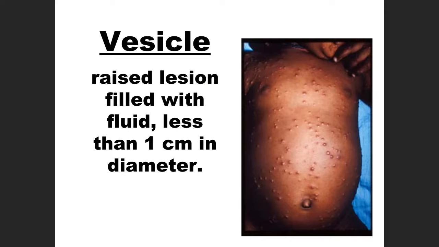A vesicle is a circular fluid-filled lesion, and they're fairly small, usually less than a centimeter in diameter. Vesicles can be seen with certain diseases like chickenpox, and especially the beginning stages of smallpox, which we don't see anymore, but it can happen. But they're just circular fluid-filled regions that are less than 1 centimeter in diameter.